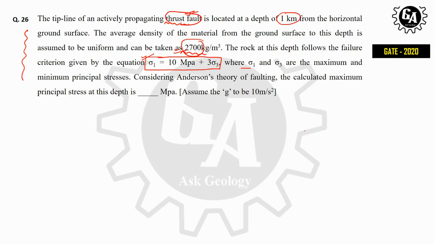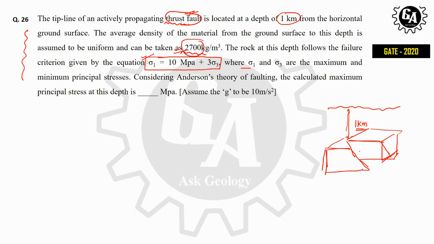Now let's take it to the pictorial representation. This is the horizontal ground surface, and at a depth of 1 kilometer from the surface of the Earth, there is a thrust fault present here. Thrust fault means one block is moving over another. This is the thrusting that is happening.